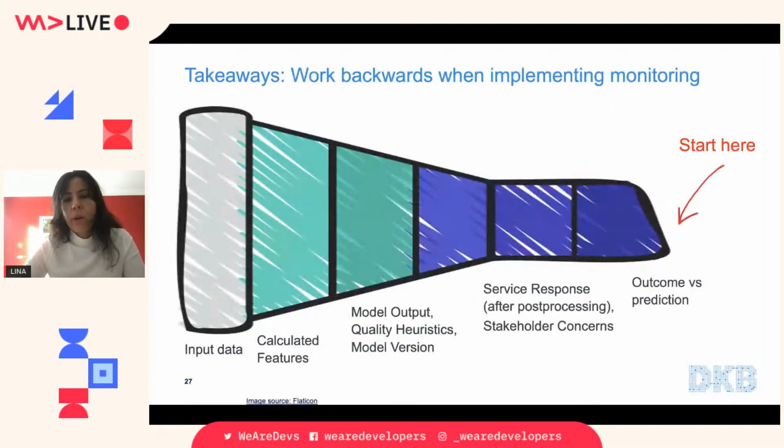I would recommend to you to work backwards. So you first look at outcome versus prediction, so the ML metrics, if you can get them. If not, you monitor the service response after all the post-processing steps in the service and some stakeholder concerns. If you still have time, you monitor quality heuristics, and also the model version. I assume you already have the model version somewhere else, but put it on the board also. Then you can also monitor the calculated features and the raw input data to your model, but this is more to help you understand what actually went wrong when you detect it on the outcome side.